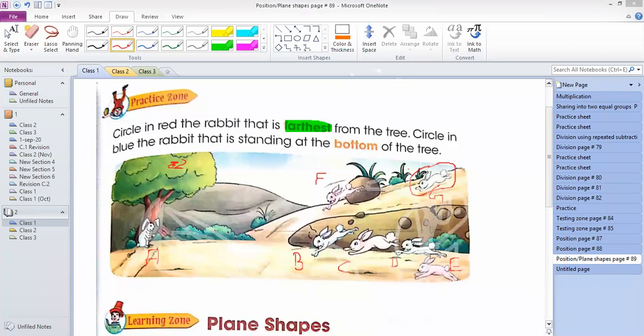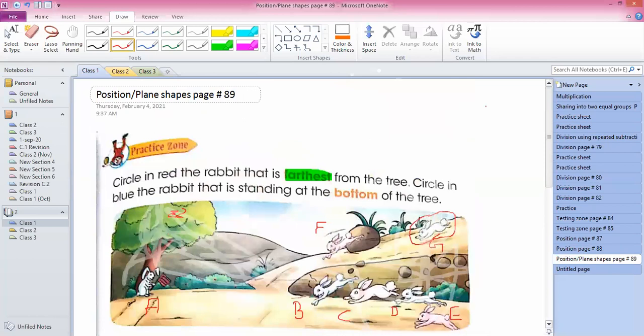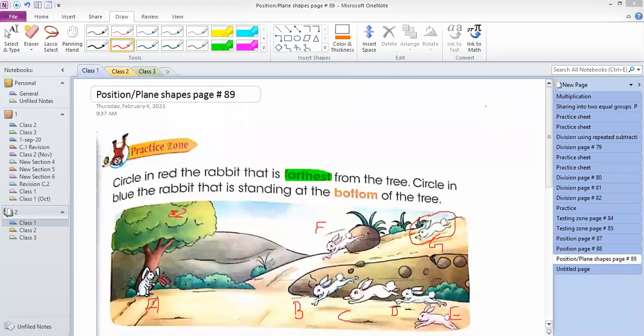He is too much far from the tree. So you can use red color to circle it, and you can color it also. Okay. So G is very, very far from the tree. This is G. Let me clear it. This is G. Okay.